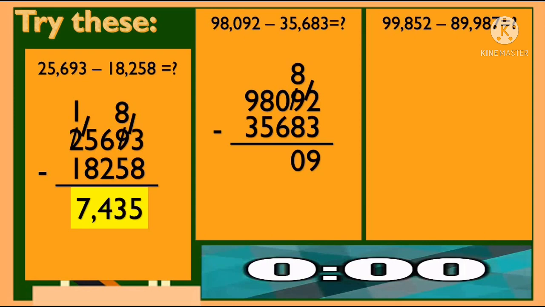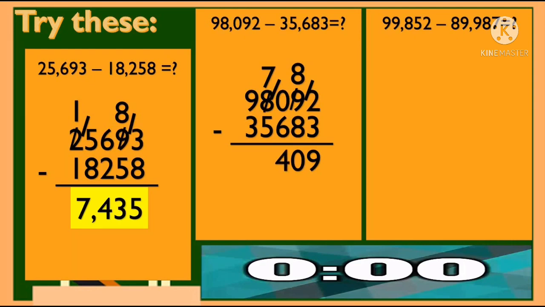Cannot. Okay, so we will borrow from the next place value, which is the digit 8. Okay, so 8 will become 7. Okay, and then 0 will become 10. Very good. So what is now 10 minus 6? 10 minus 6 is 4.